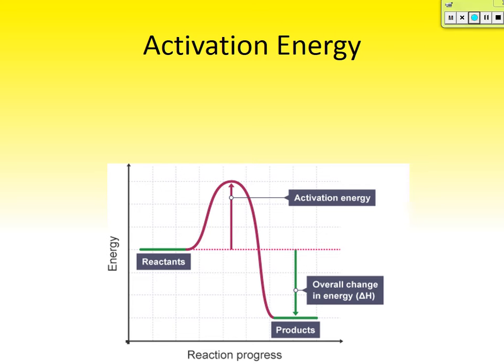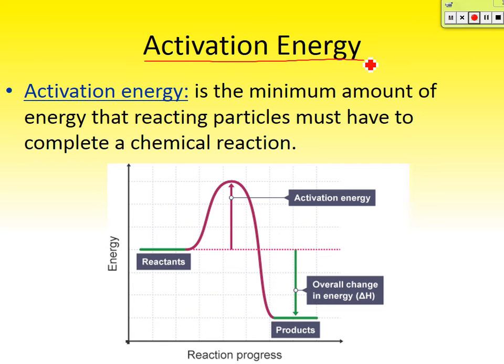Okay, final thing with collision theory. We've looked at the first two. Reactants have to collide is number one. Number two, they have to collide with proper orientation. And this one is number three, activation energy. We talked about this in the previous lesson. It is the minimum amount of energy that reacting particles must have in order to complete a chemical reaction. So it's the minimum amount of energy that these reactants must hit each other with in order to start the chemical reaction. In the last lesson, we talked about these diagrams.